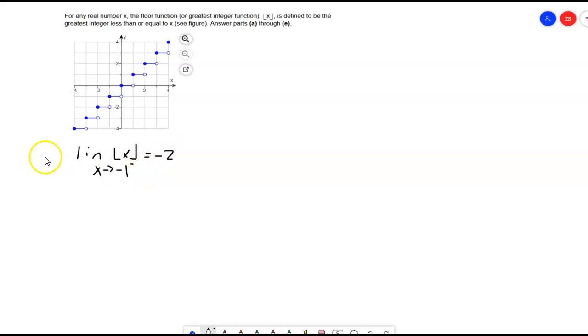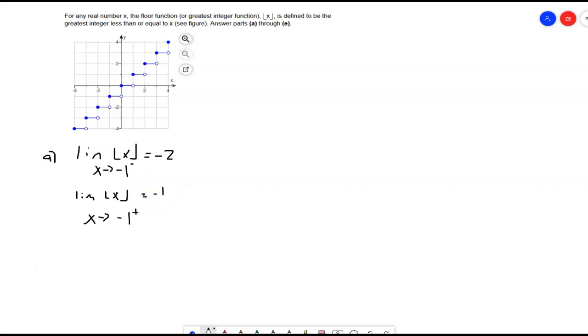The next question, under A here, is what about the limit of the floor function as x approaches -1 from the right? Well, going from the right-hand side of -1 here, it looks like we're approaching the y value of -1. So that's going to equal -1.